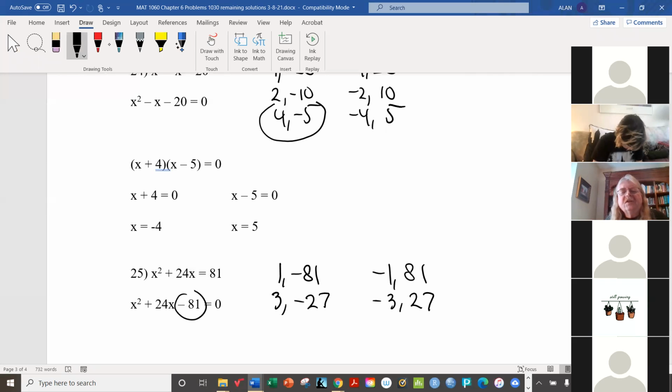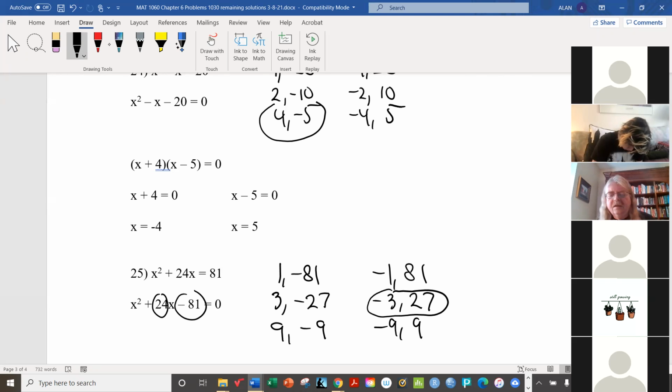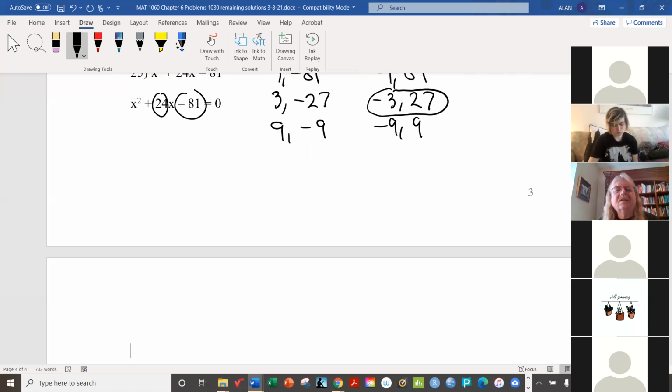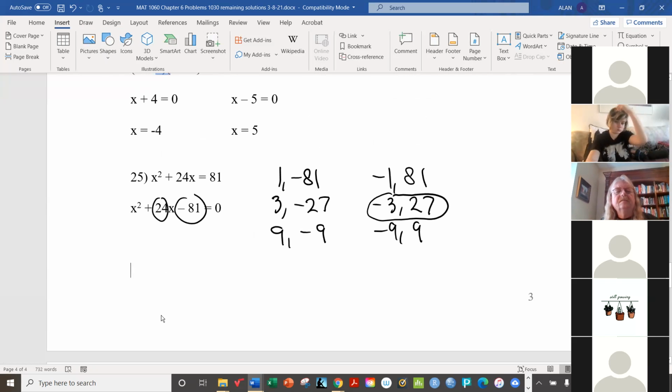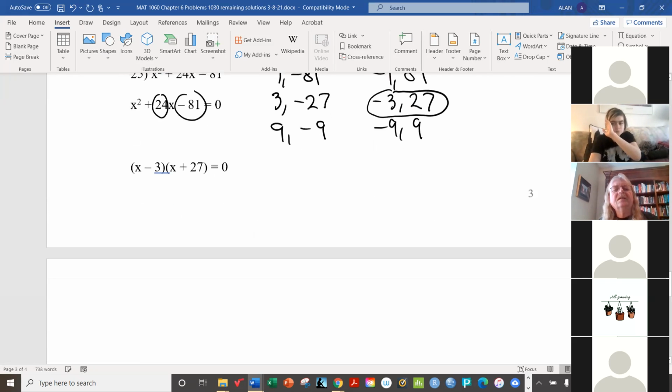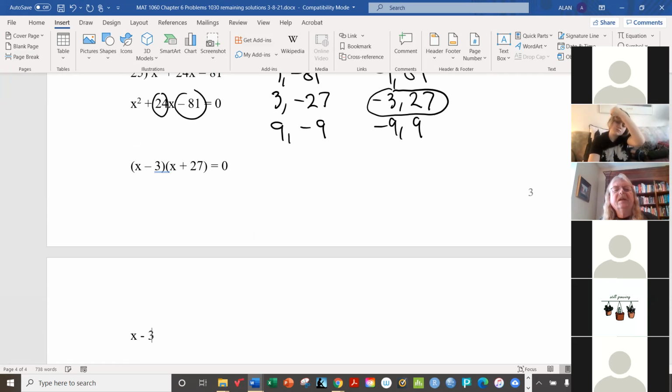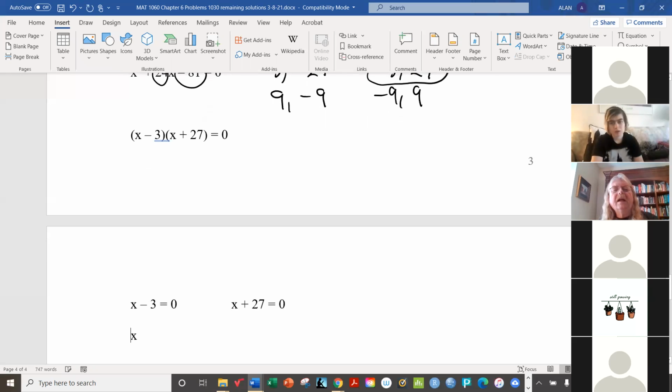Now, we don't actually need to go on any further, but I just want to note that you also have these two possibilities. But we know that we found our answer because these add up to 24. Okay, so we're done, and we've got our factors. x minus 3 times x plus 27 equals 0, which implies that x minus 3 equals 0 and x plus 27 equals 0, or x equals 3 and x equals negative 27.